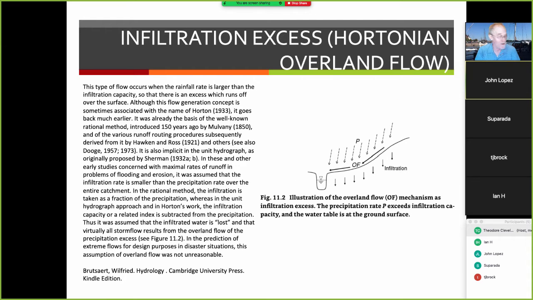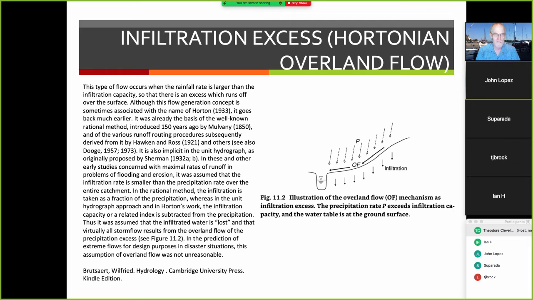Here's directly from Brutsaert's book. It's worth reading, so I'll read this to you. Same diagram on the right. And in his text, he writes, this type of flow, so referring to Hortonian, occurs when the rainfall rate is larger than the infiltration capacity, so that there is an excess which runs off over the surface.